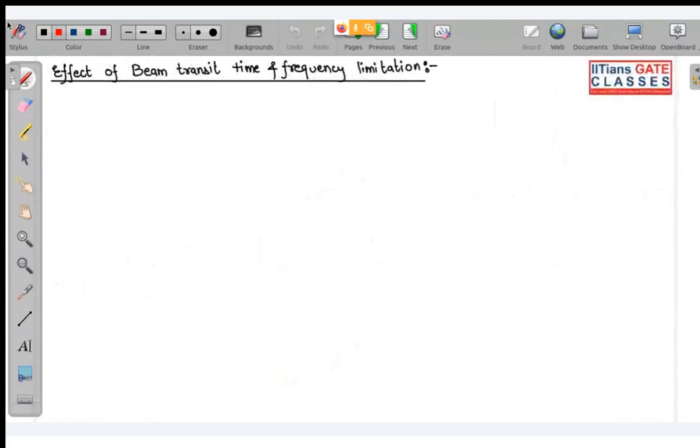So today we have to see the effect of beam transit time and frequency limitation. Okay, so we will start with this topic.